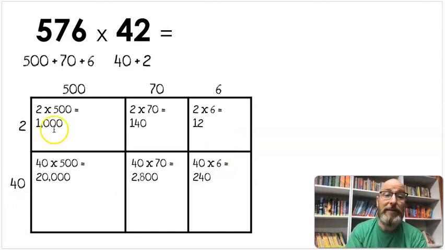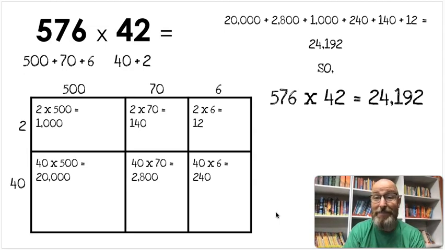2 times 500 is 1,000. 2 times 70 is 140. 2 times 6 is 12. 40 times 500 is 20,000. 40 times 70 is 2,800. And 40 times 6 is 240. Again, what's the next step? That's right, we add them all up.